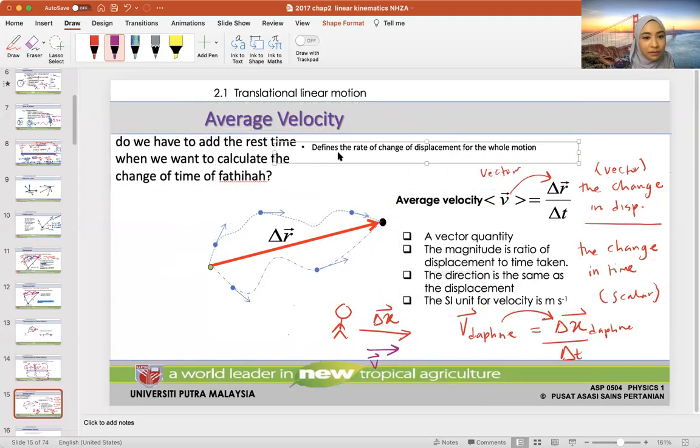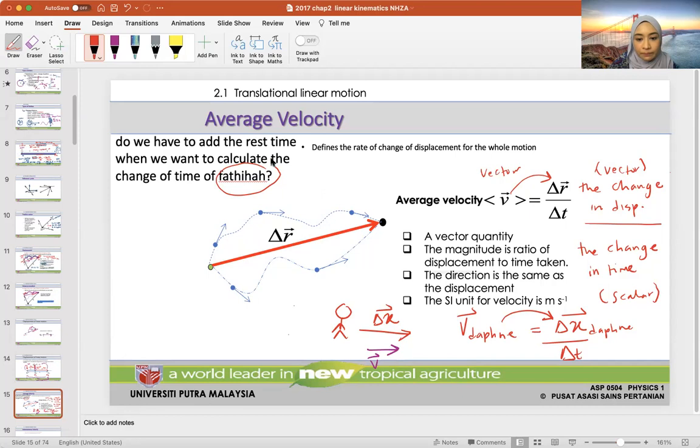Okay, so do we have to add the rest time when we want to calculate the change of time of Fatihah? Poor Fatihah becomes the victim of circumstances in this question. Okay, sorry Fatihah, I was laughing because your name is here and it's cute. Okay, so do we have to add the rest time when we want to calculate the change of time of Fatihah? Correct. You have to add the rest time when Fatihah stops, because it is part of the total time.